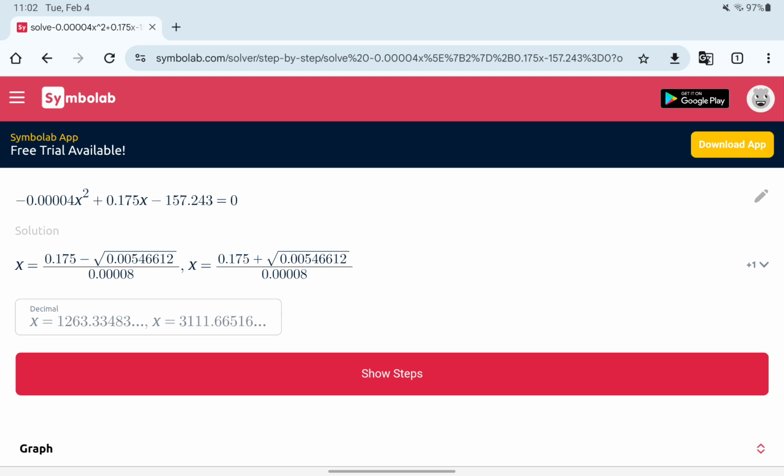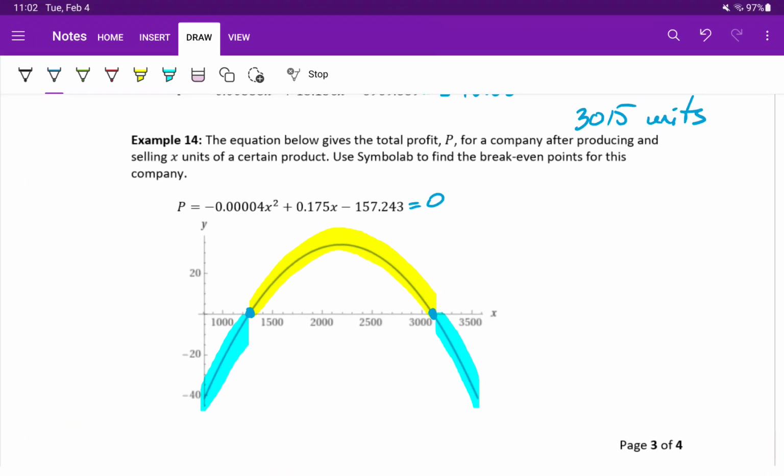We get two exact and two approximate answers again. Rounding those values to the nearest whole number, since we're talking about units produced, will tell us that our break-even points would be at a production level of either 1,263 or 3,112 units.